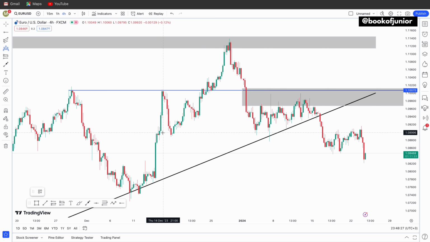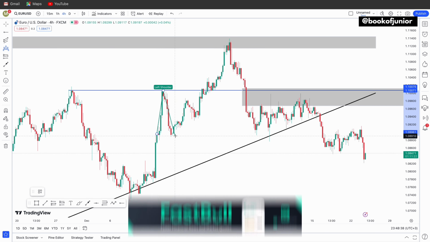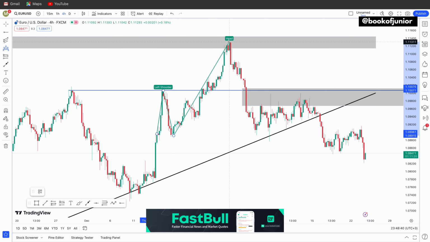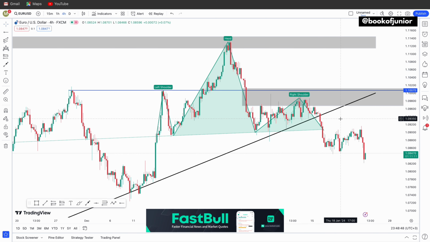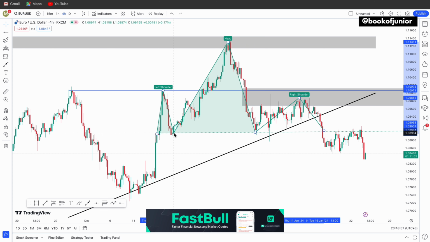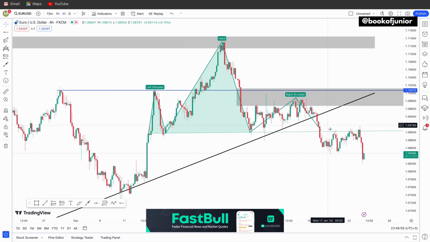Now here I had to draw my head and shoulders pattern. Why? This is like a shoulder, then head, another shoulder, and then you can see, guys, just like this. Now we had a reversal pattern. Guys, this is a reversal pattern. Let me make this more clear. So we had a reversal pattern, trader.